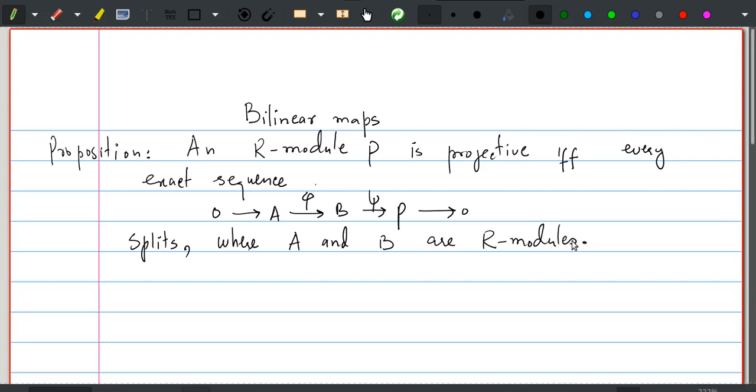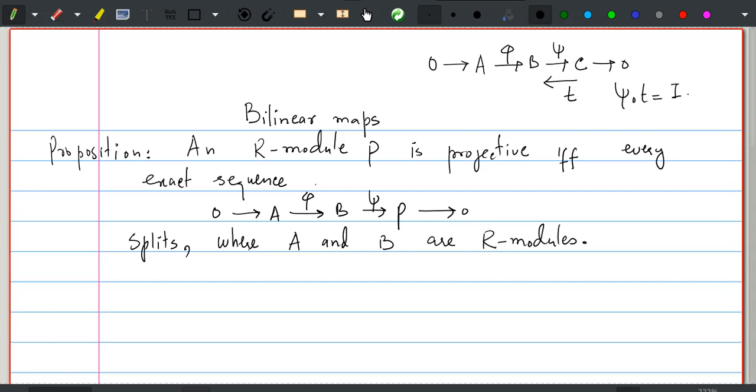Let us recall what we mean by an exact sequence to split. If A, B, C are R modules, and this is an exact sequence, suppose this is map phi, this is map psi. We say that this exact sequence is a split exact sequence if there exists a map, say T from C to B, such that psi composed with T is identity on C. In that case, this sequence is said to be a split exact sequence, and a consequence is that B is the direct sum of A and C. So this is what we have to prove. Let us prove this.